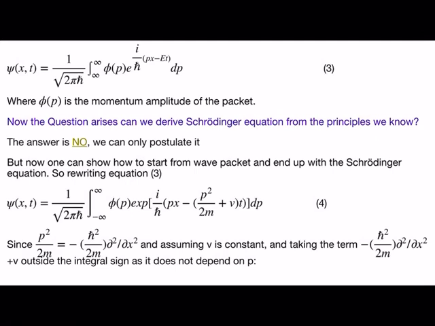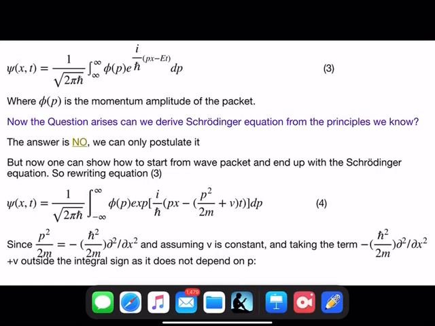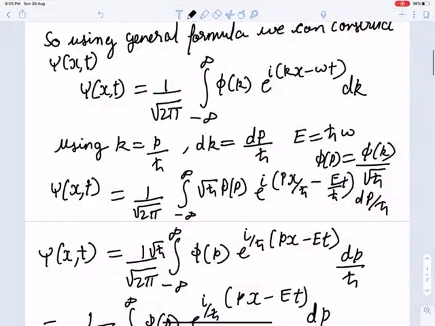Now the question arises: can we derive the Schrodinger equation from first principles? The answer is no. You can only postulate it. In my later videos, I will come to the postulates of quantum mechanics. In this one postulate, the time evolution postulate, which you have studied, H psi is equal to i h cut d psi by dt.